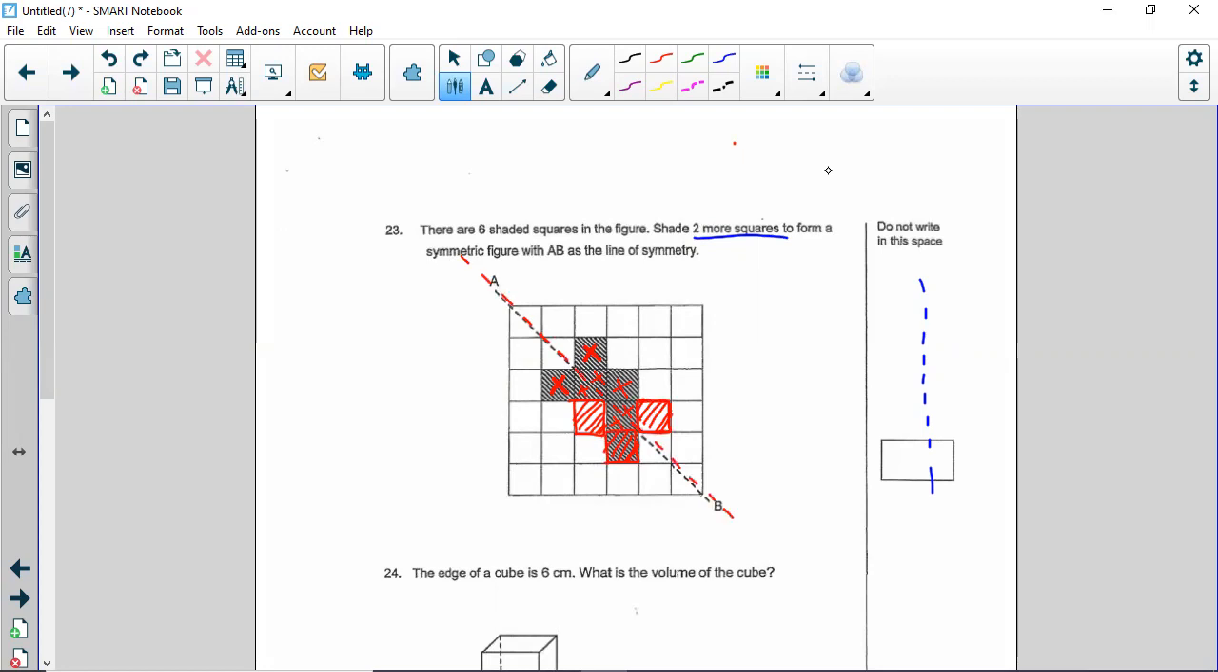So what is symmetric? Symmetric means you cut the figure into half, right? Into 2 identical parts, mirror images. Okay, they are mirror images.